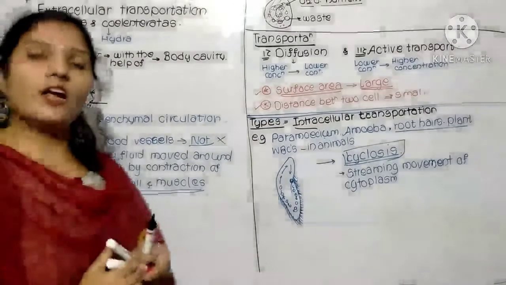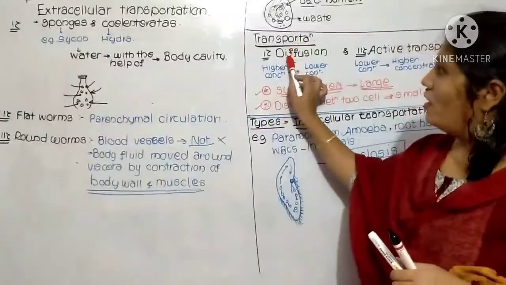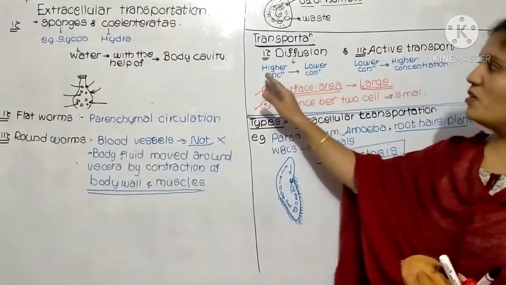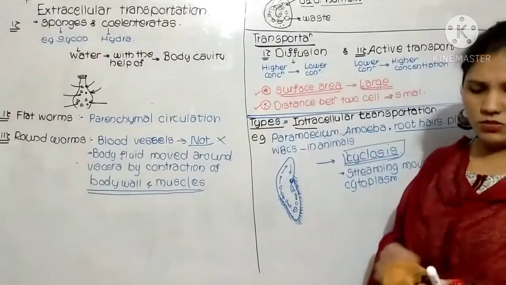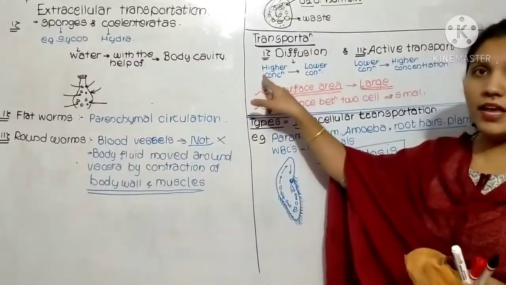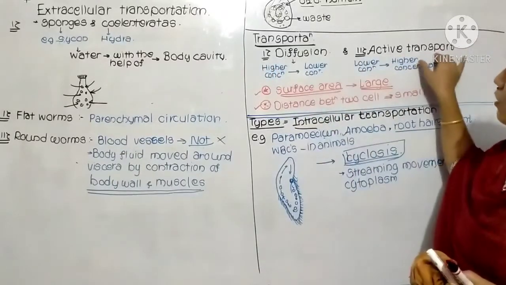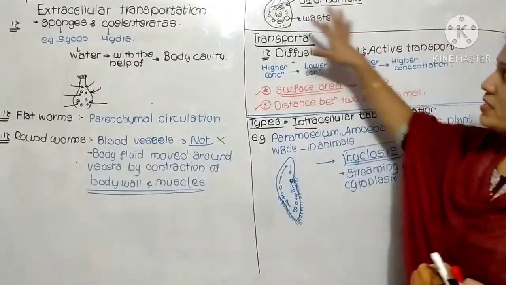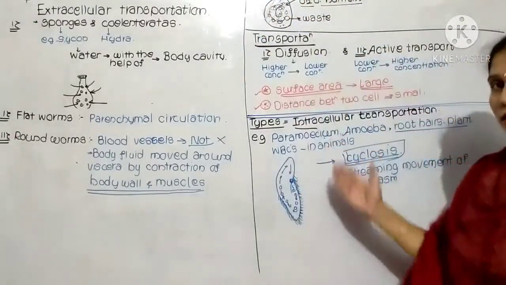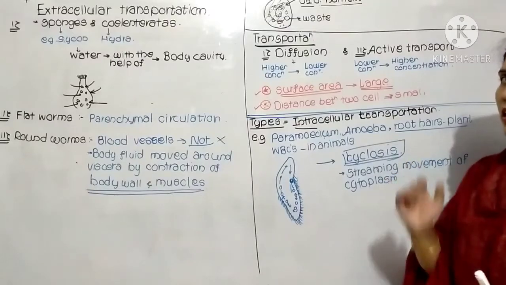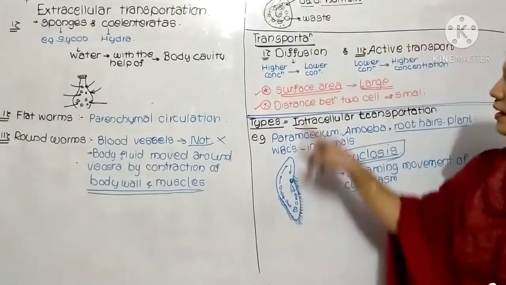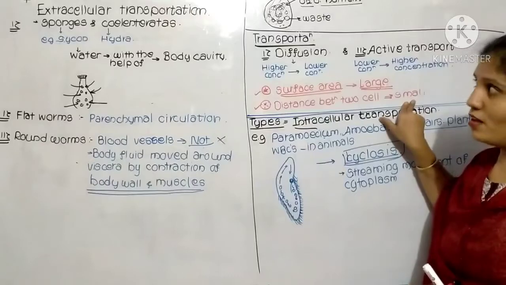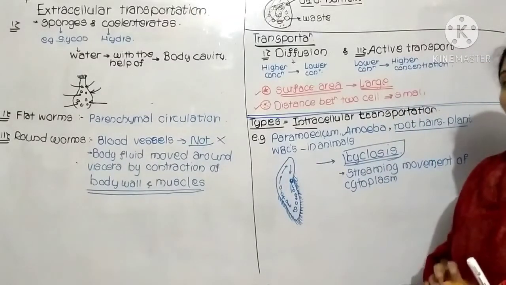What we have seen here is that transportation in the organism generally takes place with the help of diffusion and active transport. Diffusion means the movement of water or gases, that is, transport of substances from higher concentration towards lower concentration. In active transport, it is from lower concentration to higher concentration. But for both of these, the surface area should be large. A large surface area means more transportation; a smaller surface area means less transportation. And the distance between the two substances should be small.